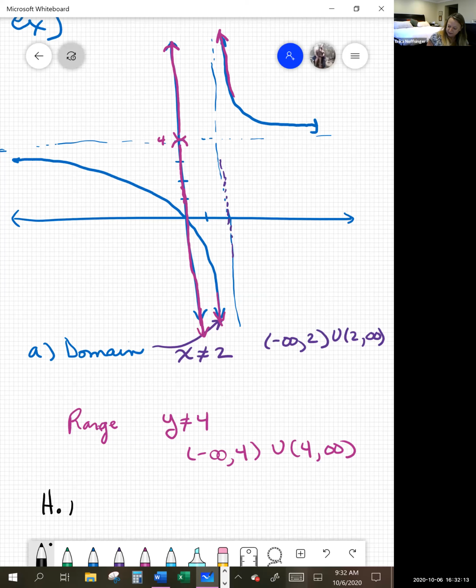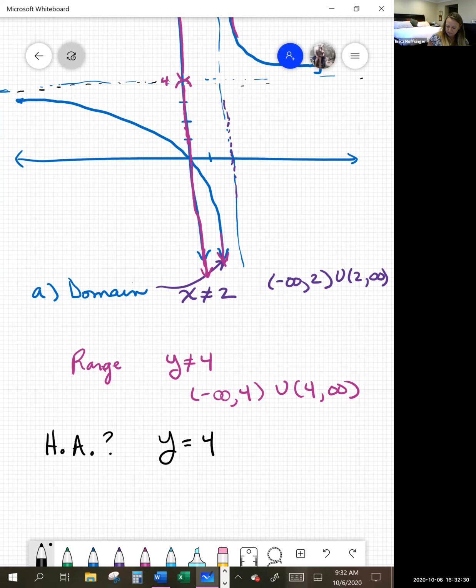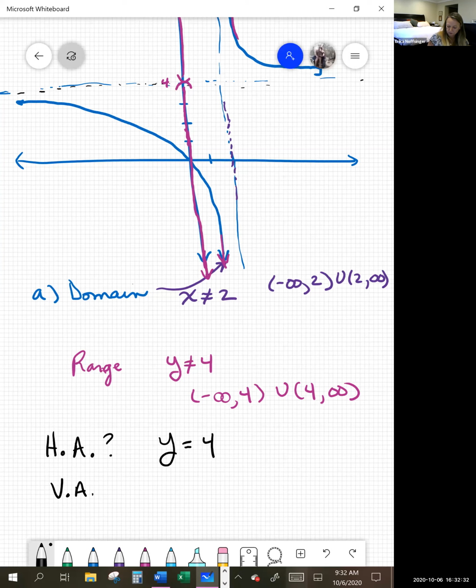A horizontal asymptote, you can see that there is one. These are lines, so when you give an asymptote, it's stated as a line. Horizontal lines are in the form of y equals, so it's y equals 4. Our vertical asymptote: vertical lines are always in the form of x equals, and this is x equals 2.